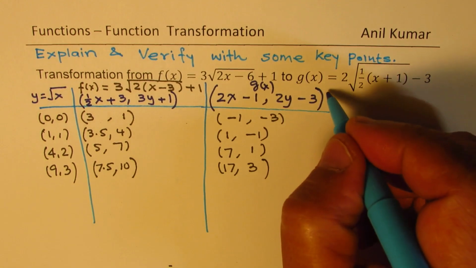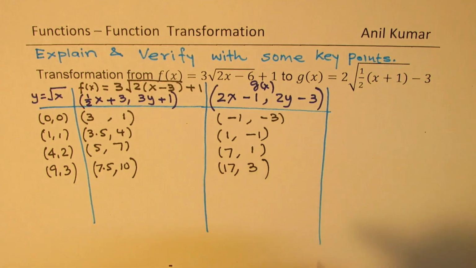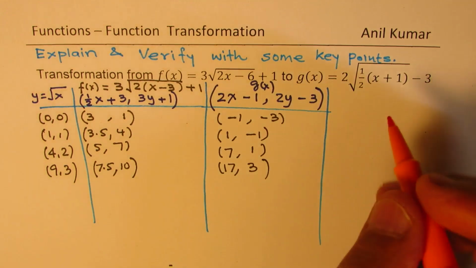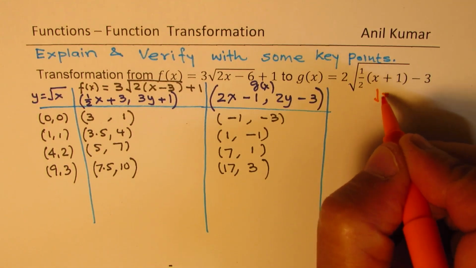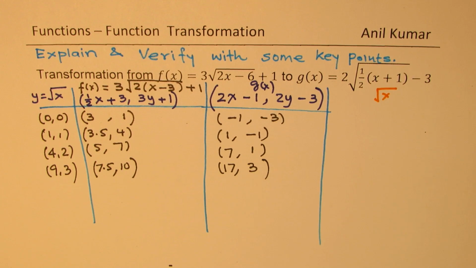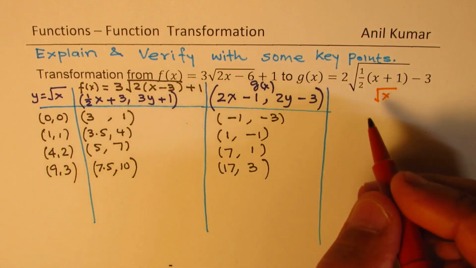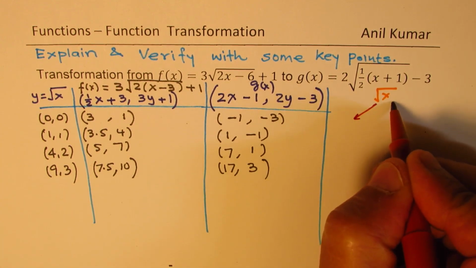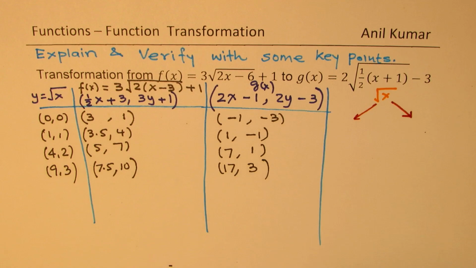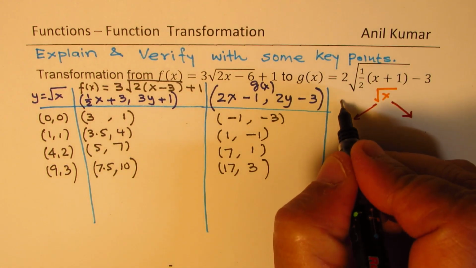Now, let us consider the mapping between f of x and g of x. If we begin with the basic parent function square root of x, you can see that we have mapping to f of x and g of x, right? Let me write down. So from here to f of x, how do we map?